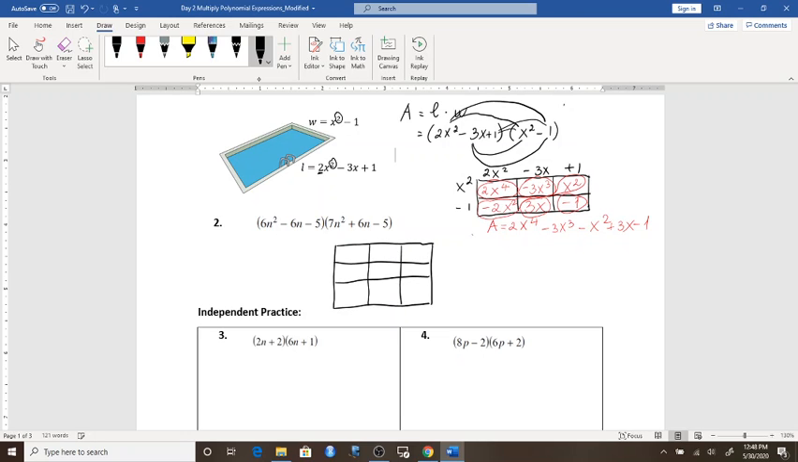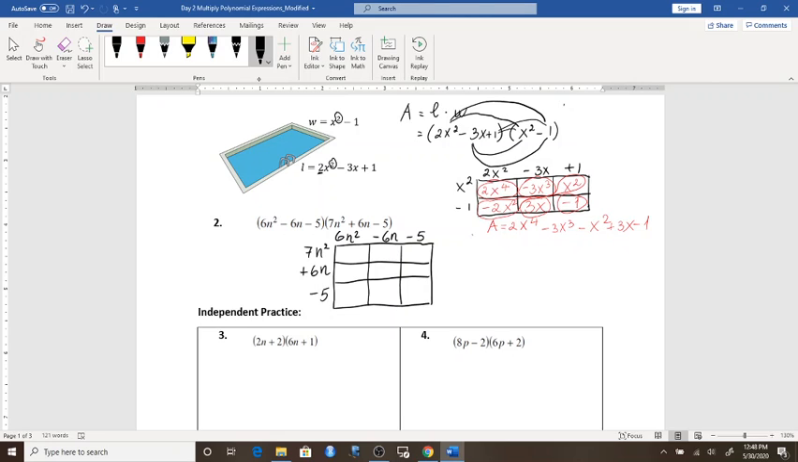Okay, so on one side, we're going to write 6n squared minus 6n minus 5. On the other side, we're going to write 7n squared plus 6n minus 5. All right. So now we multiply these two expressions.